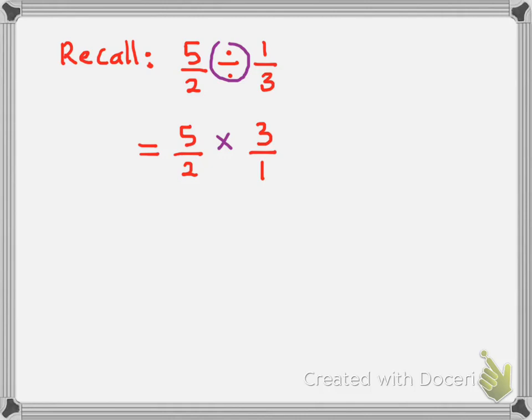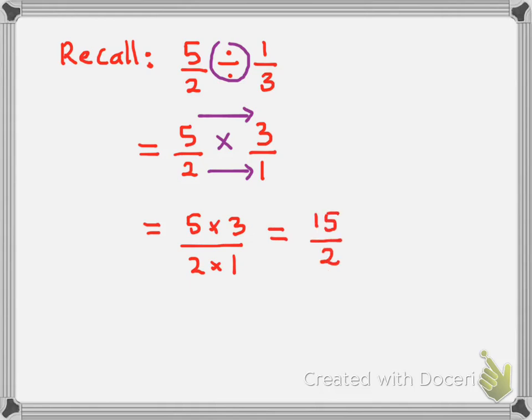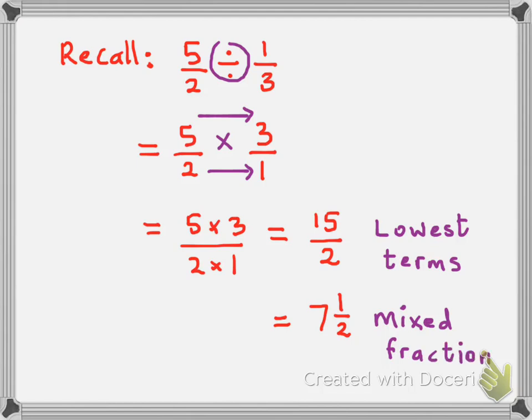So in this case, 5 halves divided by 1/3 is the same thing as 5 halves multiplied by 3 over 1. It then becomes a multiplication of fractions problem, and you can just multiply across like we did previously. Your result will be 15 halves, which if you like, you can write as 7 and a half. You recall that that's called a mixed fraction.